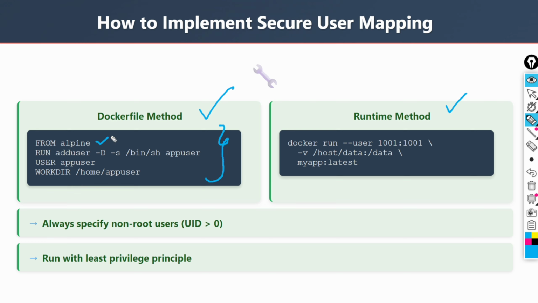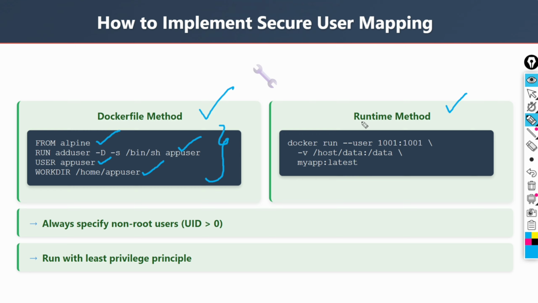FROM alpine basically uses a lightweight base image, and then we are using RUN adduser -D -s /bin/sh appuser. This command creates a user named appuser with no password and shell access. That is the significance of these arguments. The third command was USER appuser. Basically, we are switching to the non-root user for all the following commands, whatever process is below this command. The next command sets the working directory to /home/appuser. It sets the working directory for the app inside the container, not outside. So this ensures the container runs as a non-root user by default.